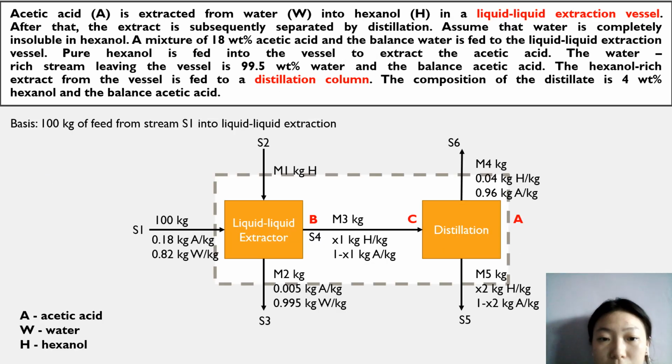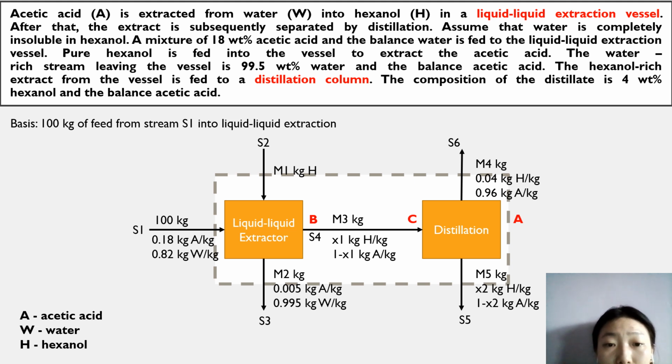From the data given, we can see that there are 2 unique processes, which are the liquid-liquid extractor and distillation. The basis of the process is 100 kg of feed from stream S1 into liquid-liquid extraction. From the liquid-liquid extractor, there are 2 input streams and 2 output streams. The first input stream of the liquid-liquid extractor is 100 kg, with the composition of 0.18 kg of acetic acid and 0.82 kg of water.